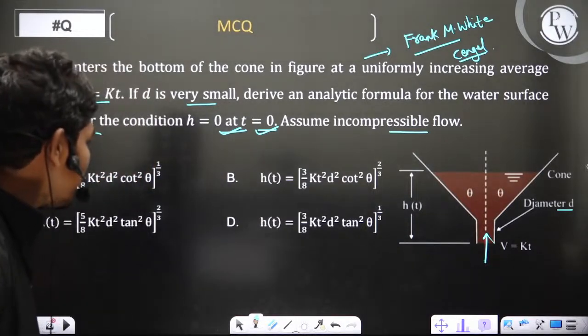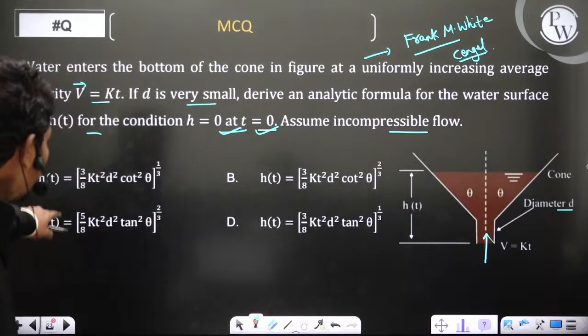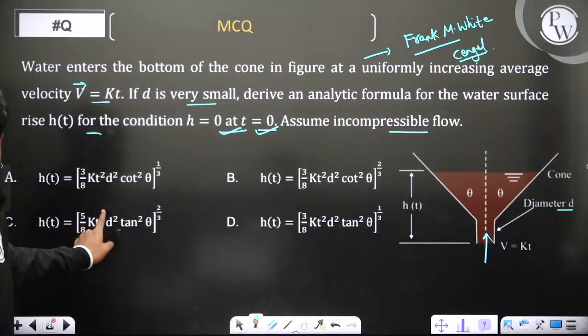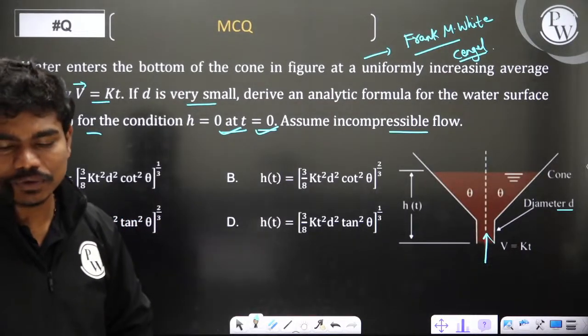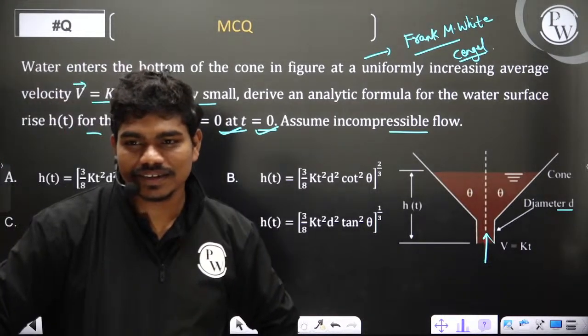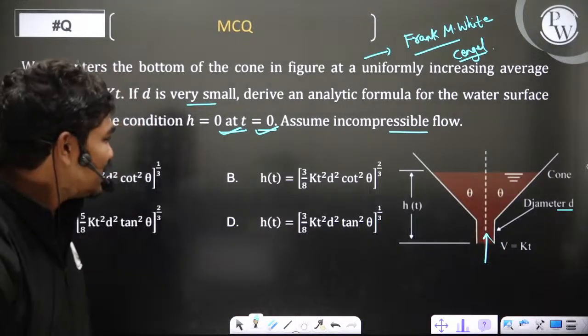How can B and D be eliminated? Why? What is the logic? Because inside, only this constant is changing. Okay, only the constant is changing. Nothing else is changing, no? Yeah. So let's solve this question.